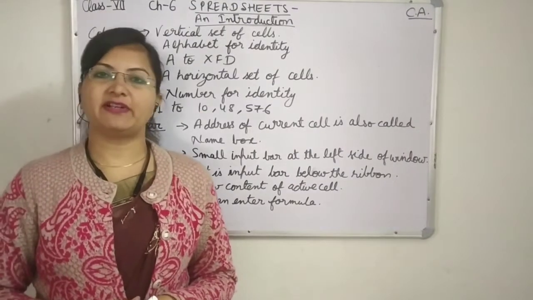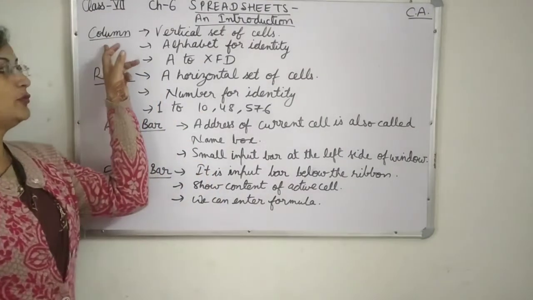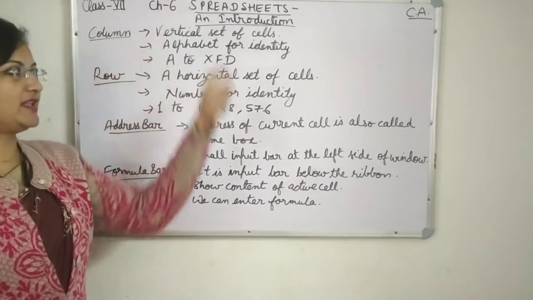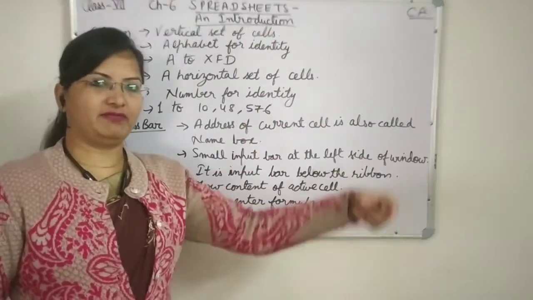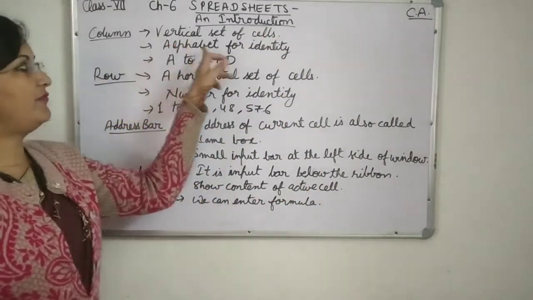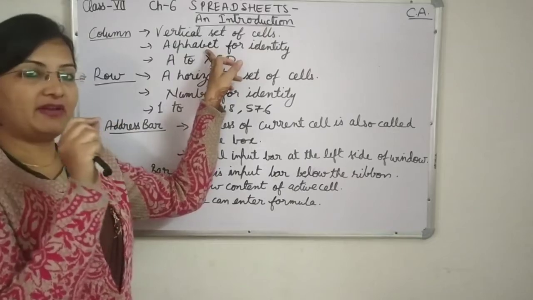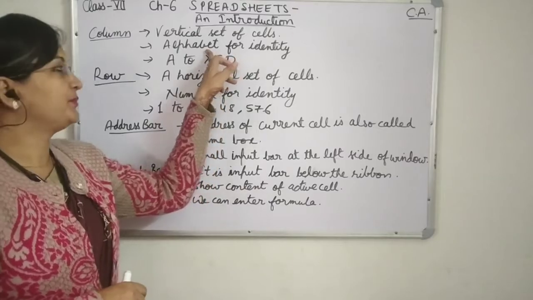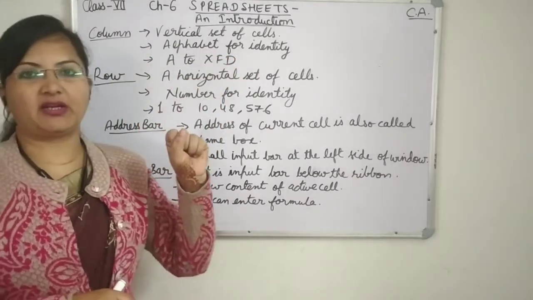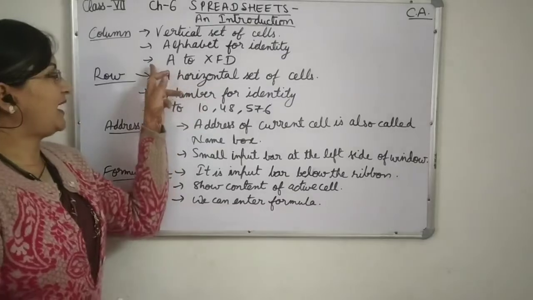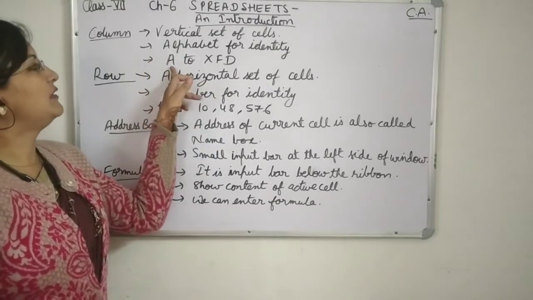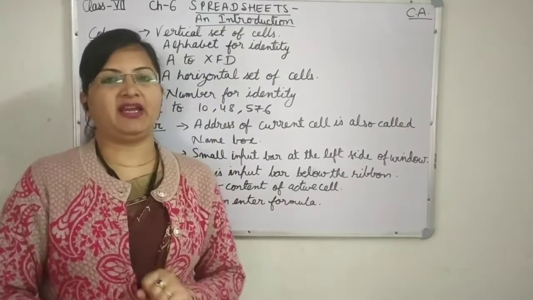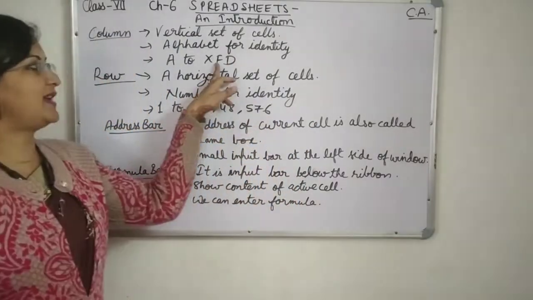Now students, we will discuss a few more terms used in MS Excel. Column you already know. These are vertical sets of cells, and every column has an alphabet for its identity, like column A, column B, column C, etc. There are total columns from A to XFD. It starts with A and the last column name is XFD.